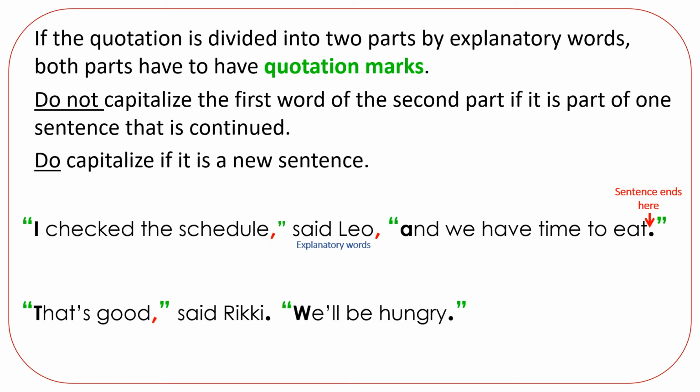"That's good," said Ricky. "We'll be hungry." Said Ricky are explanatory words. But the first sentence ends after said Ricky. The second sentence starts new, so we use a capital W, and the second sentence ends after hungry.